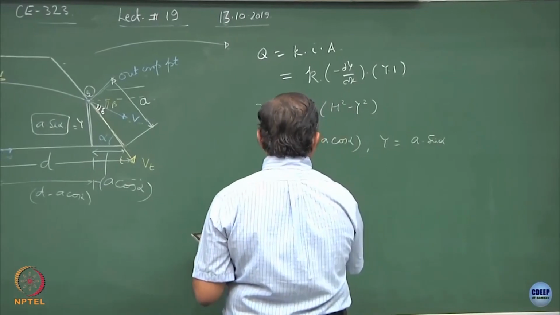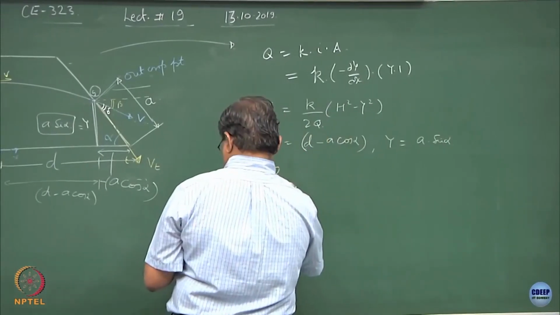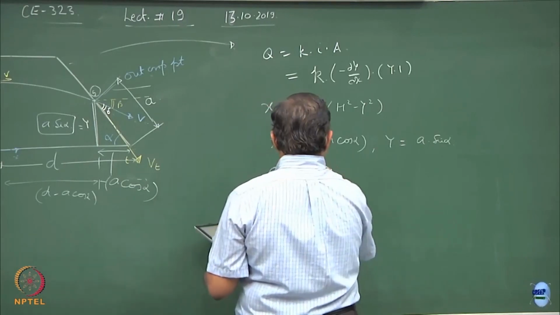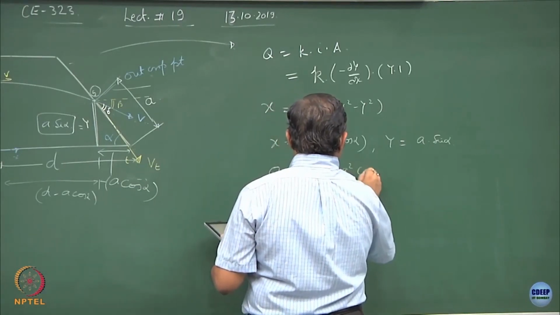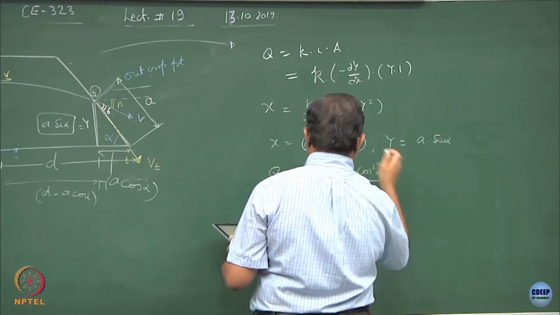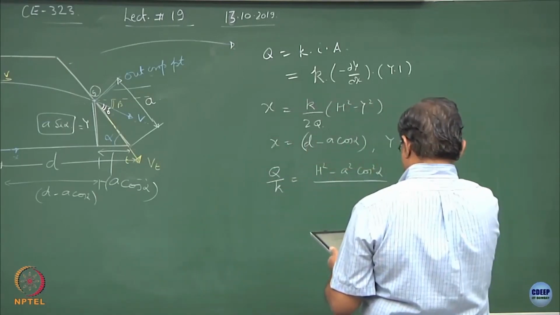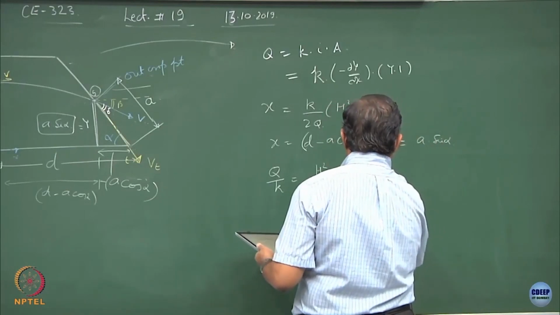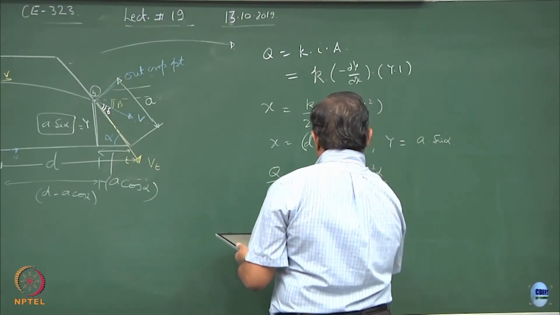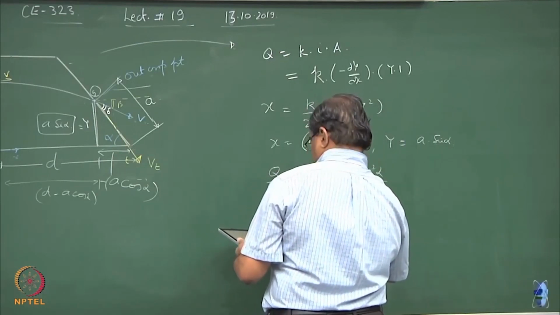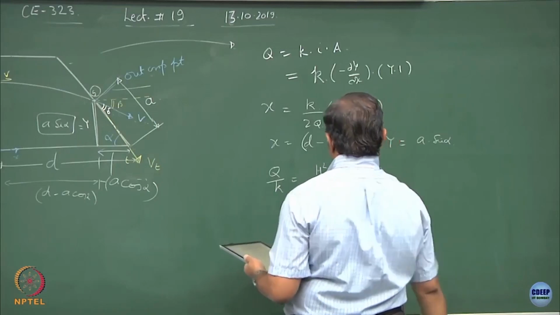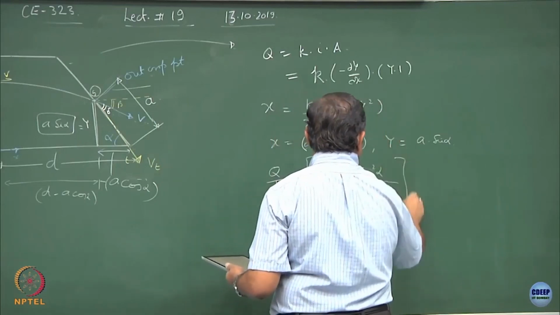If you solve this expression, you will be getting Q by K equal to H square minus A square cos square alpha sin square alpha upon 2D minus A cos alpha. This is equation number 1.